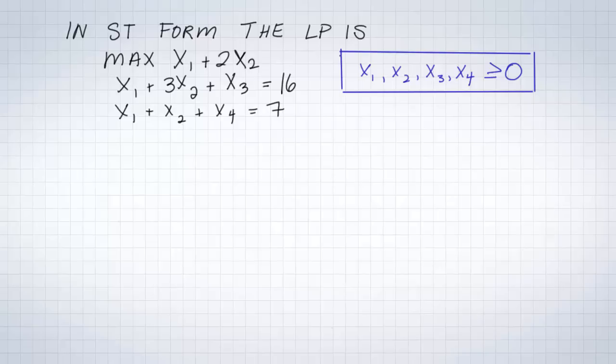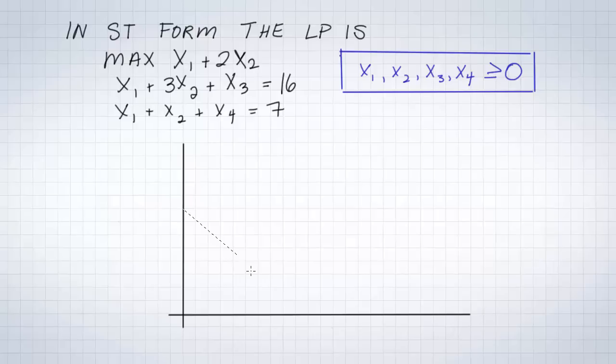Okay, so let's see what these basic and basic feasible solutions look like on a graph. We have this graph, and let's say that we set x1 and x2 to 0. Well, we're going to get a solution which is 0, 0, and x3 will be 16, and x4 will be 7. That's that point right here.